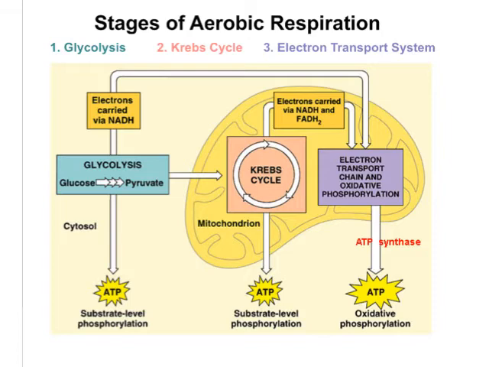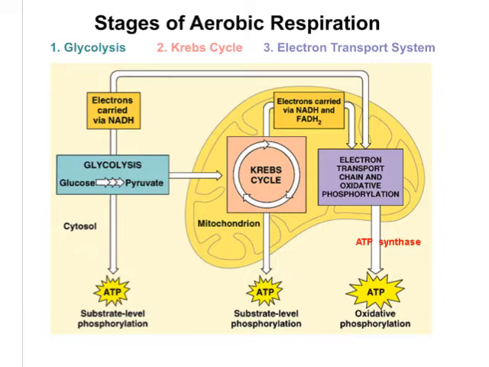So let's look at these steps more in detail. We have 3 stages or steps of aerobic respiration. The first one is glycolysis. The second one is the Krebs cycle. And the third one is the electron transport system.